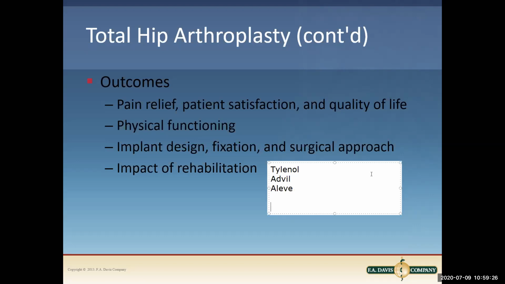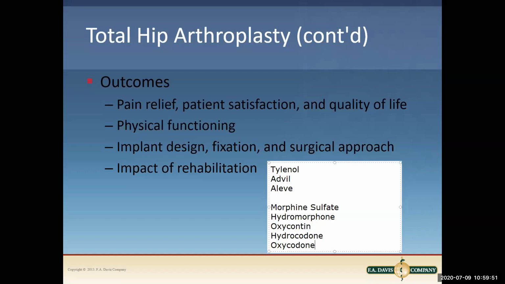Now, we get into narcotics, right? We have morphine sulfate, hydromorphone, oxycontin, there we go. Hydrocodone, oxycodone. Spelled it right. And I think that's spelled it right. We'll go with it.